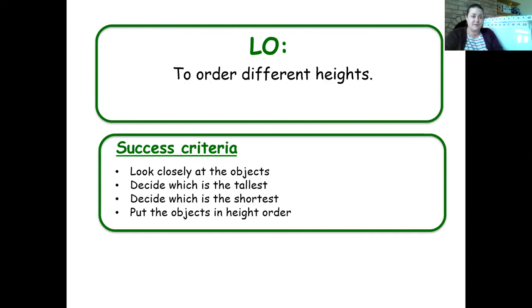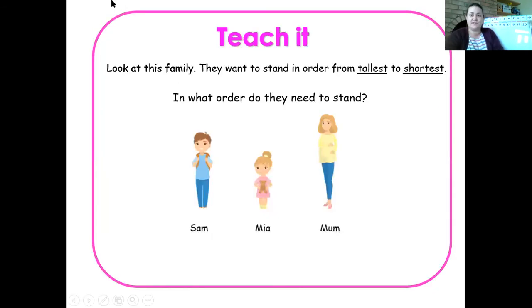Okay, so for you to be able to do that, you need to look closely at the objects. You need to decide which is the tallest. You need to decide which is the shortest. And then what you're going to do is you're going to put the objects into height order. So if we move to the first question, okay, we've got a family here. We've got Sam, we've got Mia, and we have got Mum.